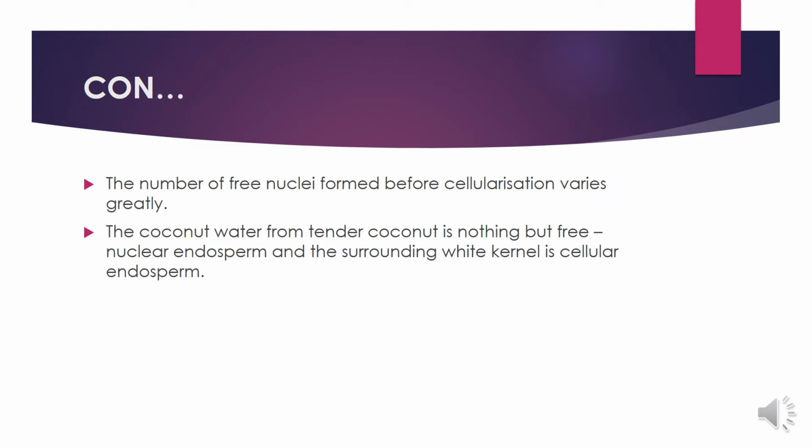The number of free nuclei formed before cellularization varies greatly. If we take the example of coconut, the coconut water from tender coconut is nothing but free nuclear endosperm, and the surrounding white kernel is the cellular endosperm.